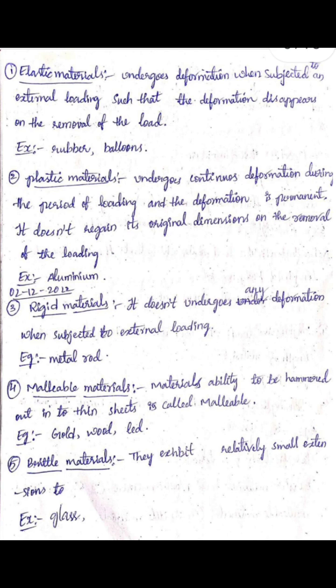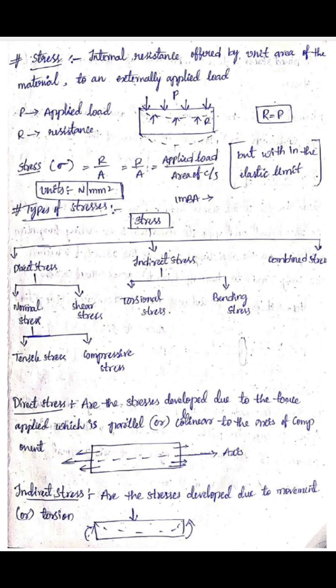Example, metal rod. Next, malleable materials. Materials' ability to be hammered out into thin sheets is called malleable. Gold, lead, etc. Brittle materials exhibit relatively small extensions. Example, glass. Stress. Internal resistance offered by unit area of any material to an externally applied load is called stress.